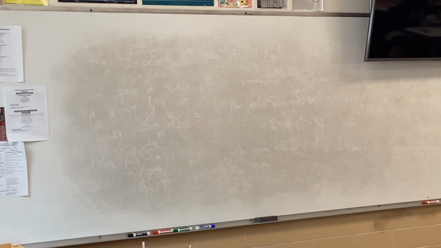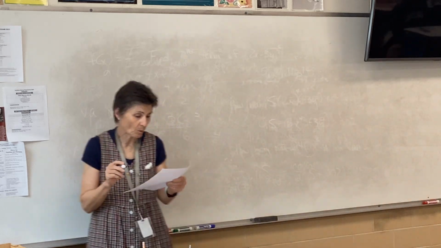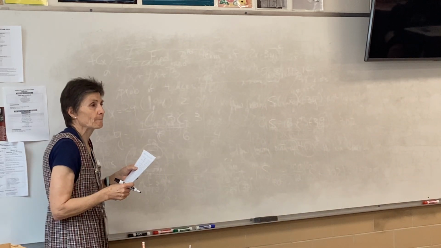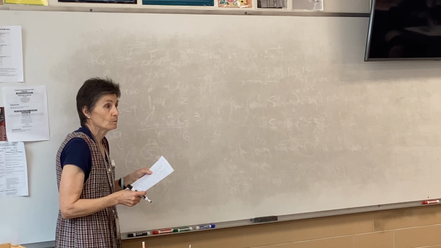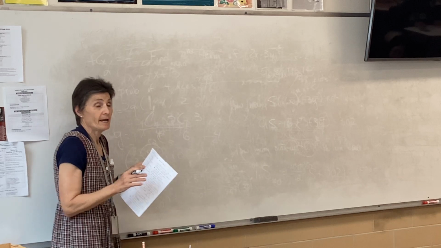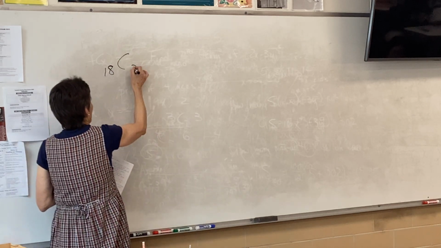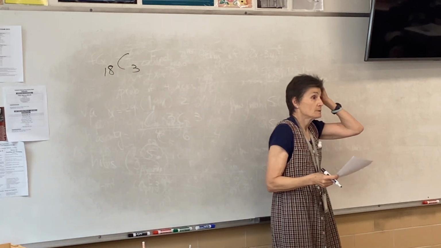We are used to, when we see a problem like that, just typing it in our calculator. So what would we wish we could type into our calculator for number 3? Number 3, right on the review sheet. 18C3. So what you would want to type in is 18C3, right?